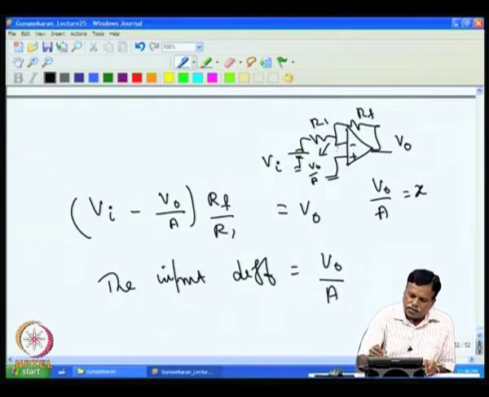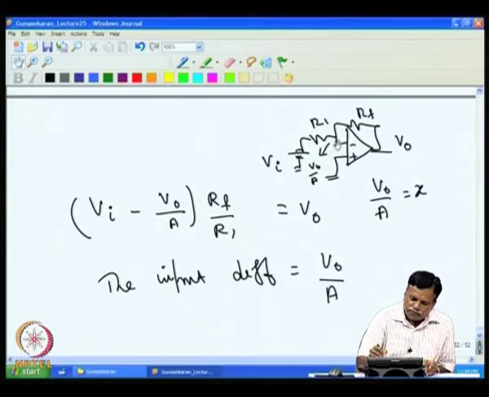That means this point is at V0 by A, because this point is at V0 by A. That is why V0 by A into A gives you V0 here. So, I have to take this as at V0 by A. Once it is V0 by A, then we have to take the applied voltage.